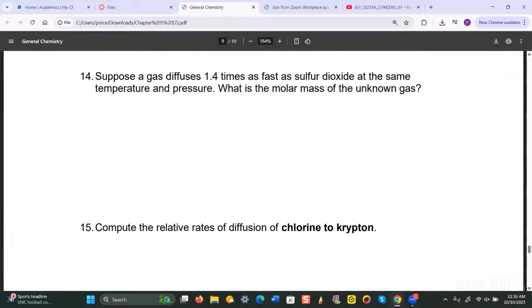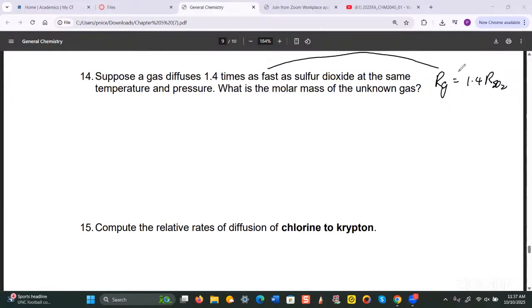In the case of this question, it says that the gas diffuses 1.4 times as fast as sulfur dioxide. So what that is telling you is that the rate of diffusion of the gas, I'm just going to express it over here, the rate of diffusion of the gas will be equal to 1.4 times the rate of diffusion of, what's the other gas? Sulfur dioxide, right? That's what this is telling you.